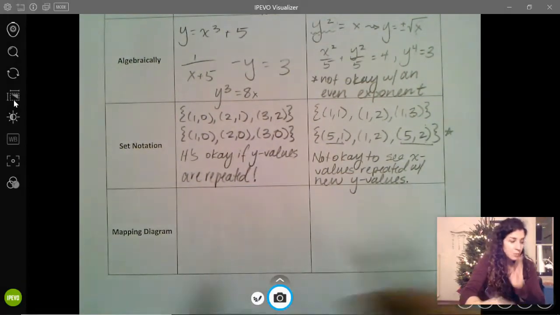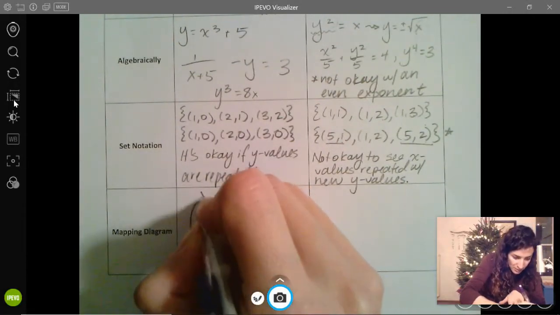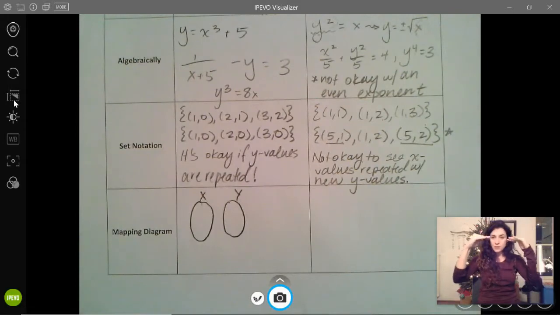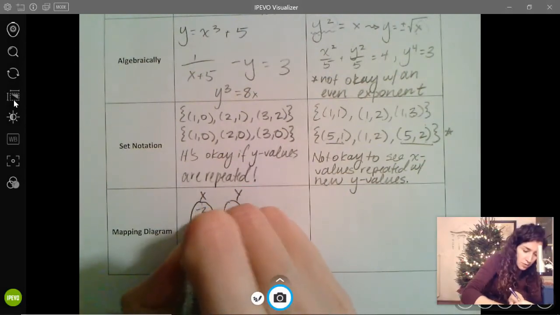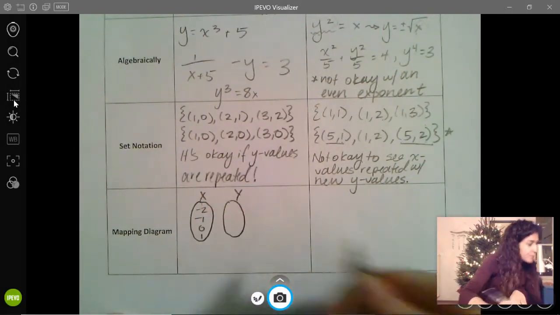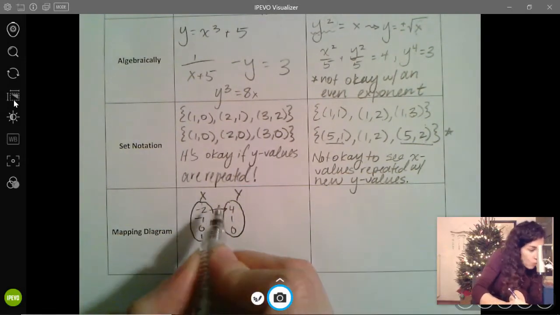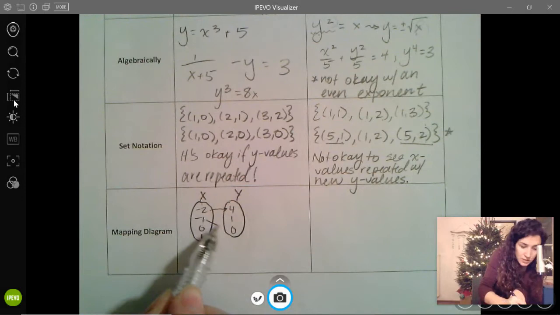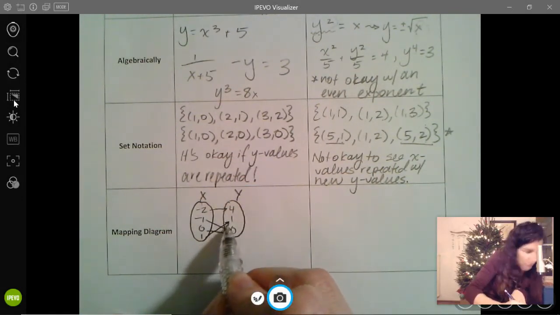Okay, last one, mapping diagrams. So remember with mapping diagrams, it's pretty much like a table, but instead of it being a clear this x goes with this y, it's just kind of like a list of all possible inputs, a list of all possible outputs, and these arrows that say they go in this direction. So we can do like -2, -1, 0, 1, and 4, 1, 0. So we can have -2 goes to 4. We can have -1 goes to 0. We can have that 0 goes to 0 and 1 goes to 1.